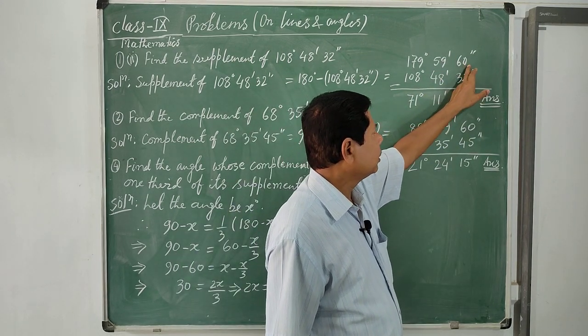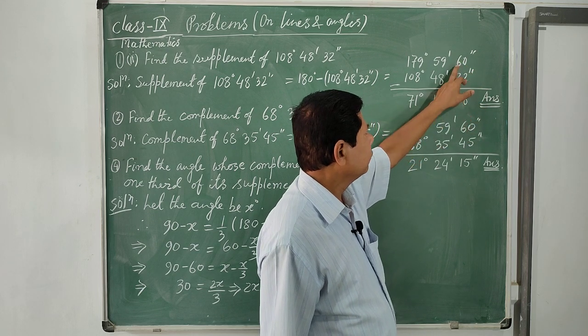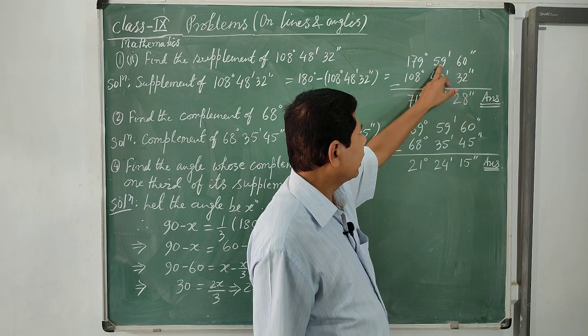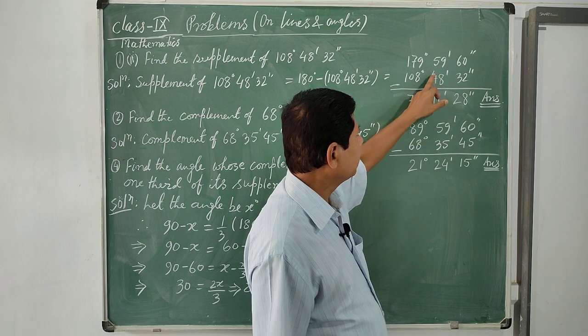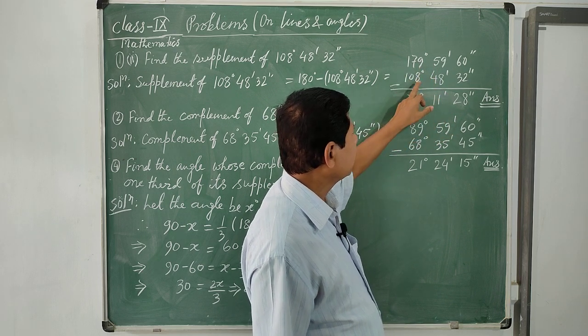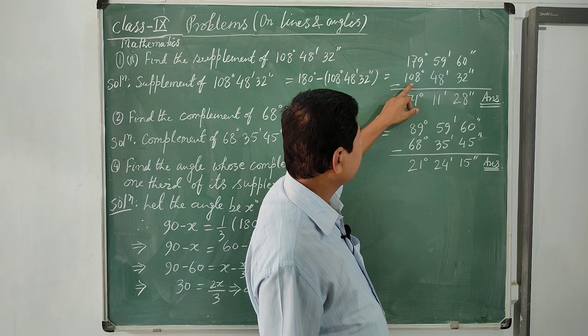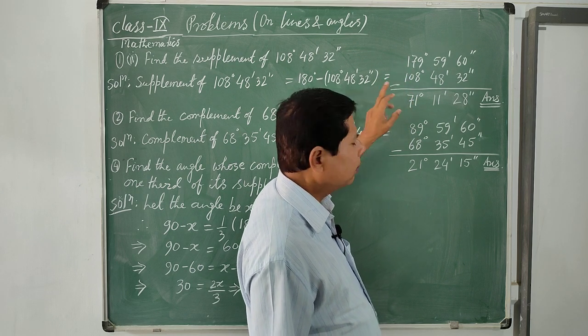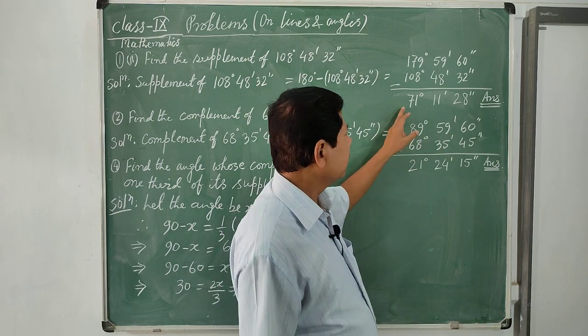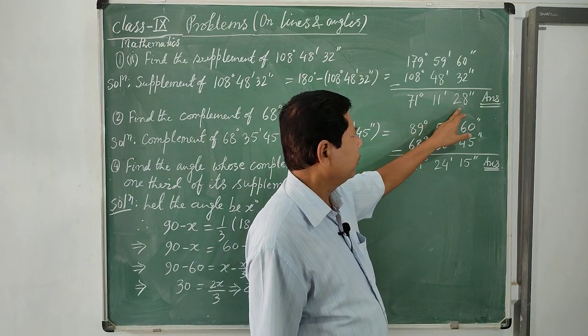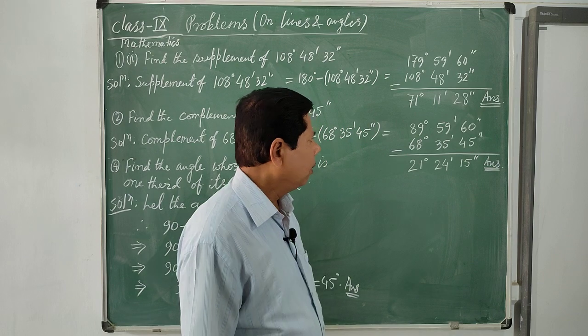This is 60 minus 32 equal to 28... 10 minus 2 equal to 8, 5 minus 3 equal to 2, 9 minus 8 equal to 1, 5 minus 4 equal to 1, 9 minus 8 equal to 1, and this is 7 minus 0 equal to 7, 1 minus 1 gets cancelled. So, it is 71 degree, 11 minutes, 28 seconds.